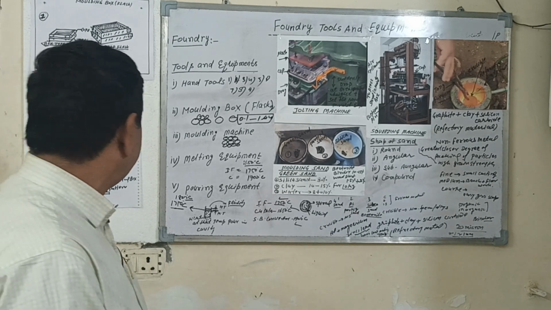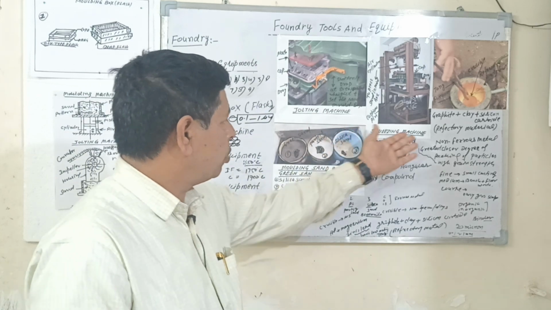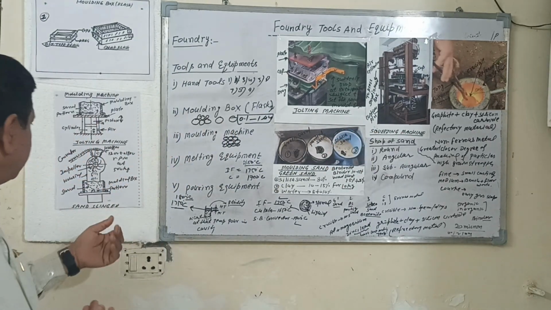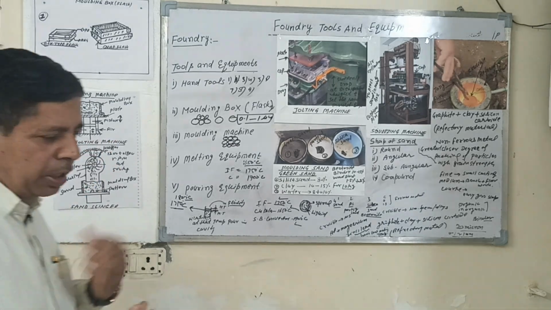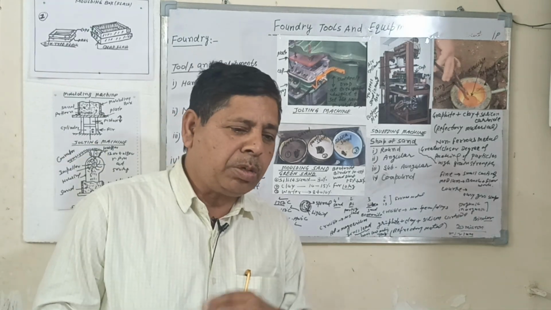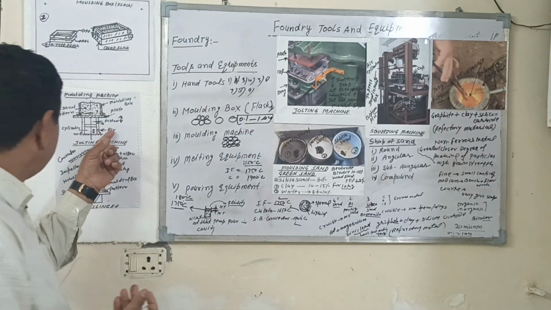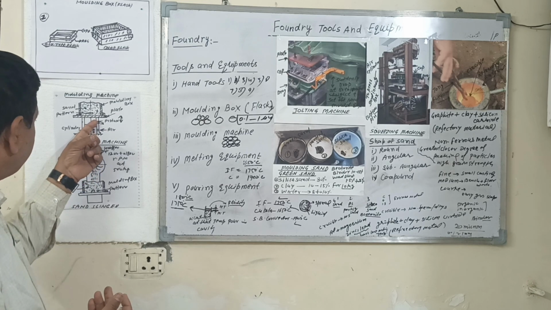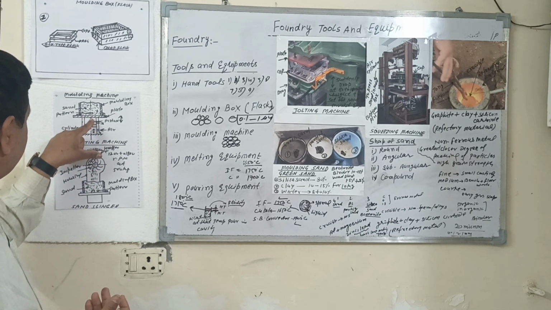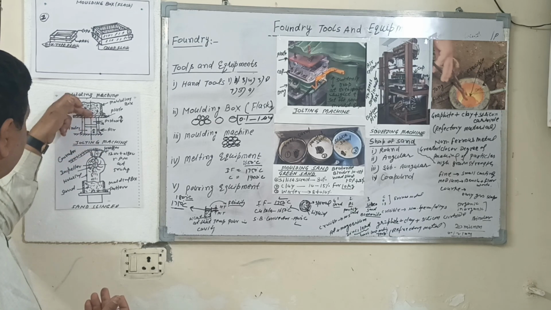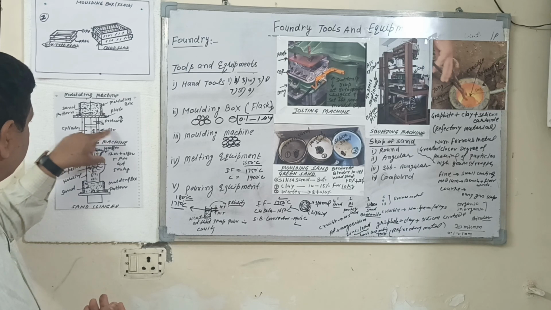Different types of molding machines are available here: the jolting machine, the squeezing machine, and the sand slinger. First number is the jolting machine. The jolting machine consists of a cylinder and piston, and it is operated by air. The air enters from the bottom side, and the piston and cylinder move in the upward direction. Suddenly the air is released.